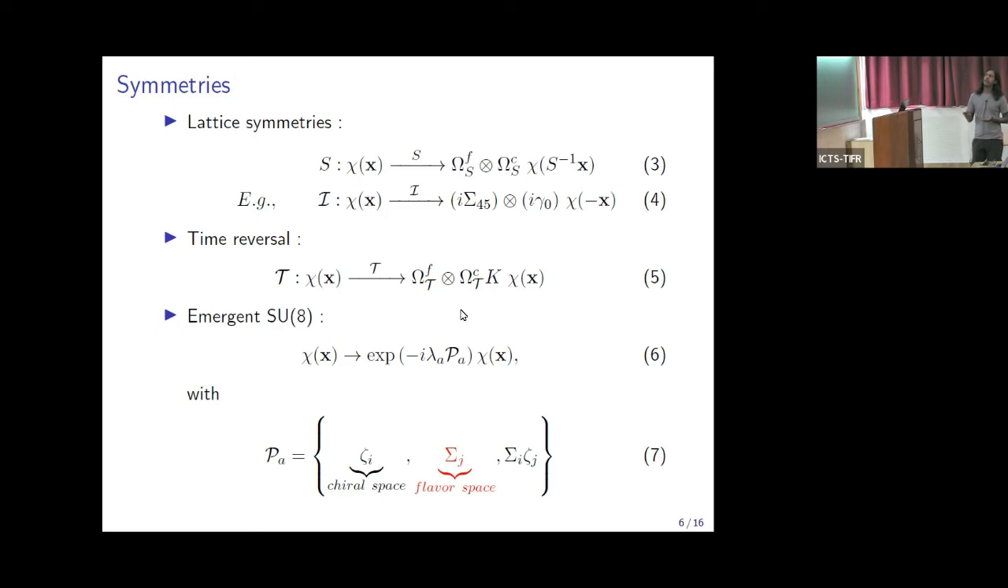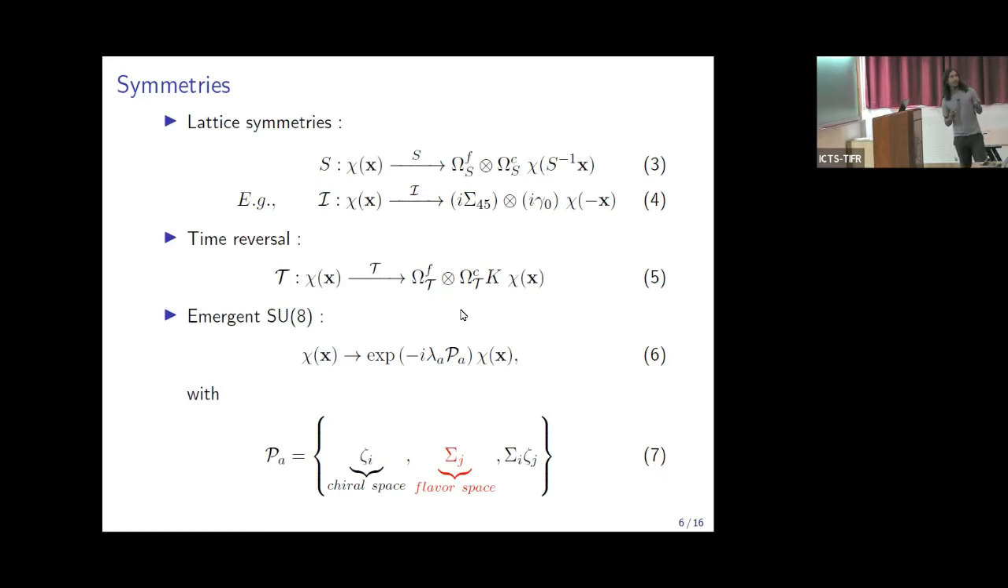So this chi, which is a spinor which describes the Dirac fermions, transforms linearly under these symmetries, and this matrix is important. This matrix has a direct product form: the first factor acts on the flavor space, and the second acts on, let's say, the valley space. And it's important that this flavor space matrix in this case is non-identity.